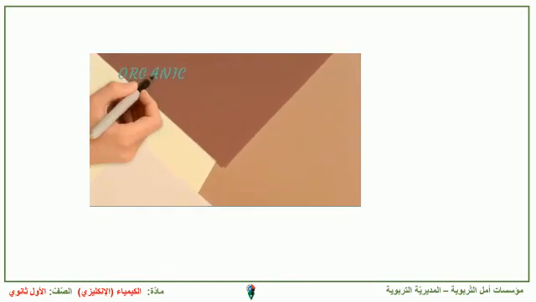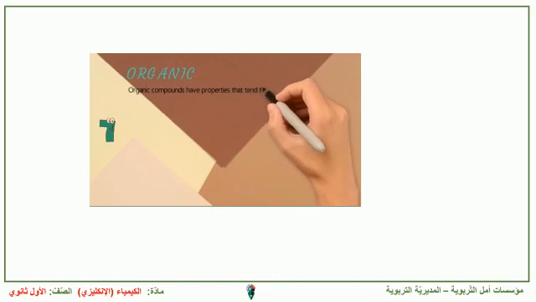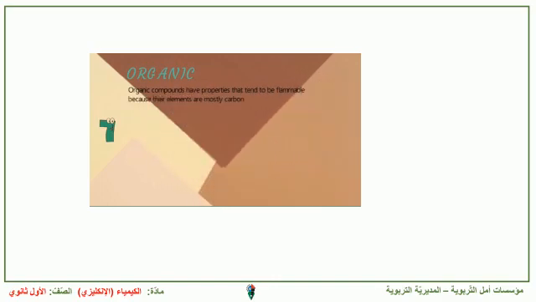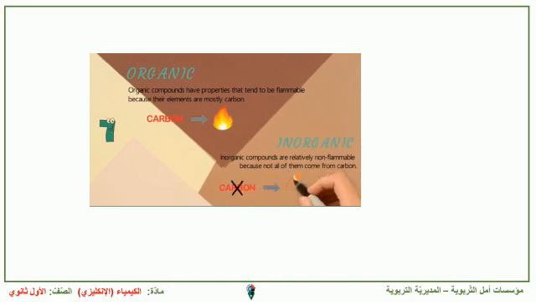7. Organic compounds have properties that tend to be flammable because their elements are mostly carbon. While inorganic compounds are relatively non-flammable because not all of them come from carbon.